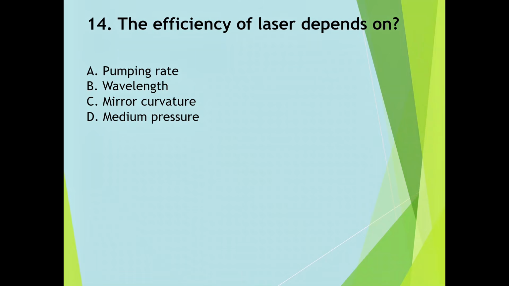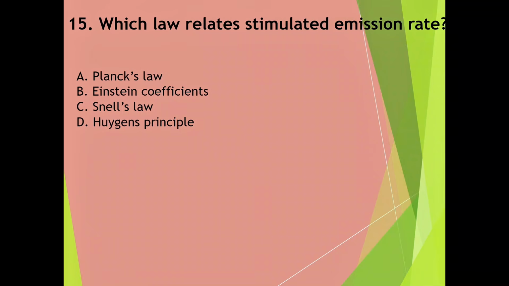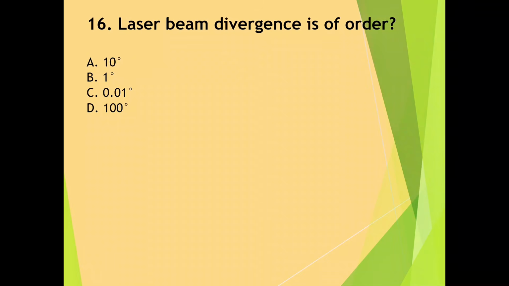Next question is, the efficiency of laser depends on pumping rate, wavelength, mirror curvature, medium pressure. So your correct option is pumping rate. So next question is, which law relates cumulative emission rate? Planck's law, Einstein coefficients, Snell's law, Huygens principle. So correct option is Einstein coefficients. Next question is, laser beam divergence is of order 10 degree, 1 degree, 0.01 degree, 100 degrees. So correct option is 0.01 degree.